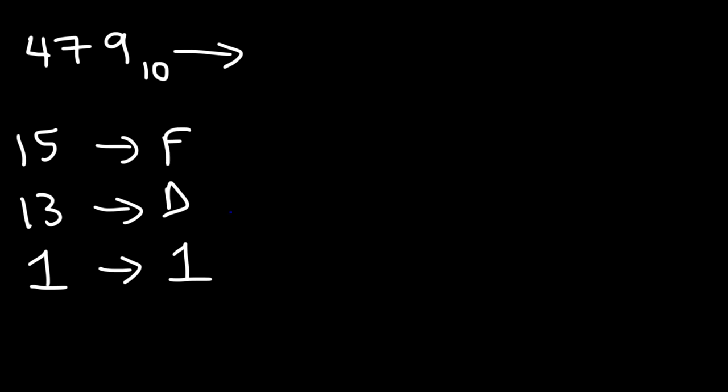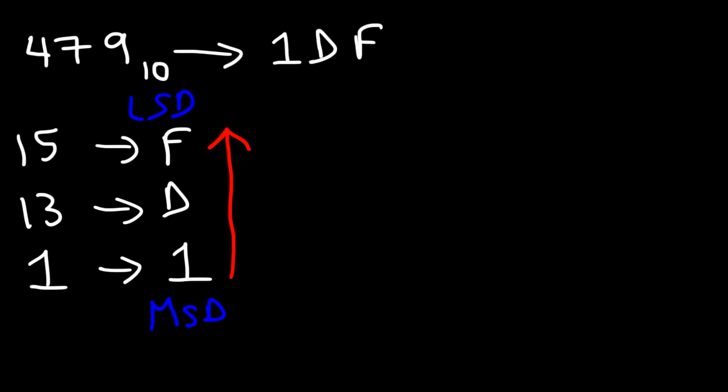Now 1 is the most significant digit and F is the least significant digit. So we need to write it in this order, from the most to the least significant digit. So therefore, 479 in the base 10 system as a decimal is 1DF as a hexadecimal. So we can write a subscript of 16 to indicate that this is a hexadecimal number. And so that's how you can convert a decimal number to a hexadecimal number using a calculator.